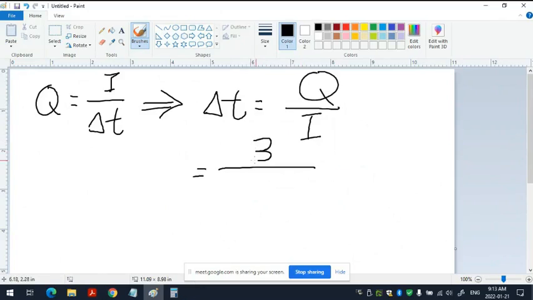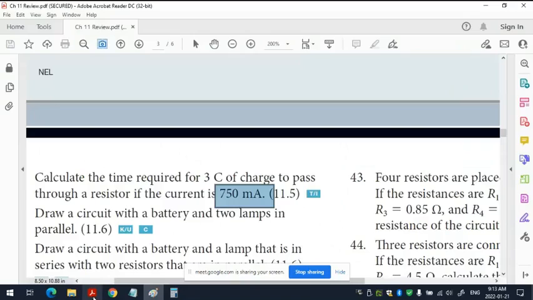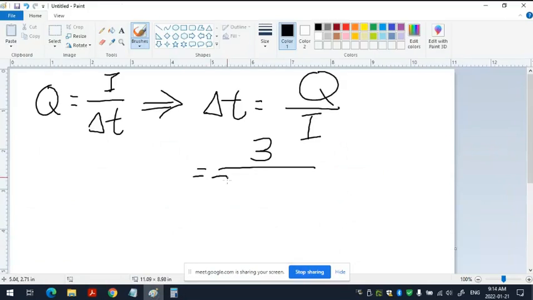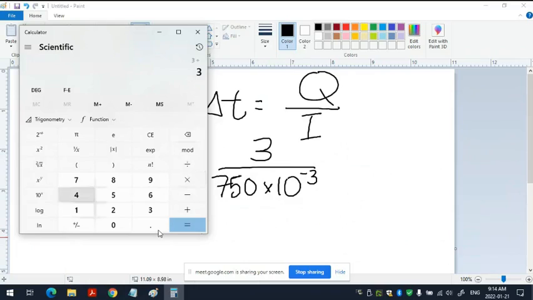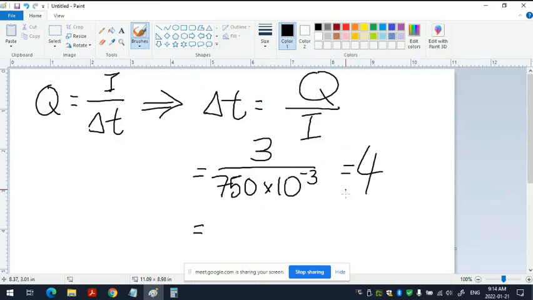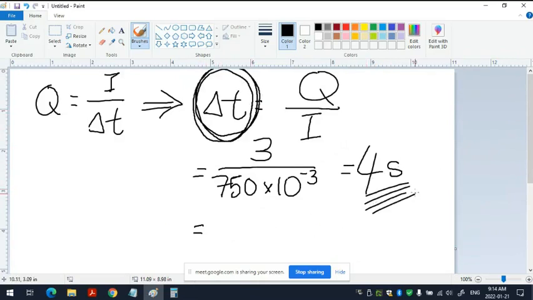Three coulombs. How much is I? 750 times 10 to the -3. Use the 3 divided by 750 times 10 to the -3, which is exactly 4, for 4 seconds. So it took 4 seconds.